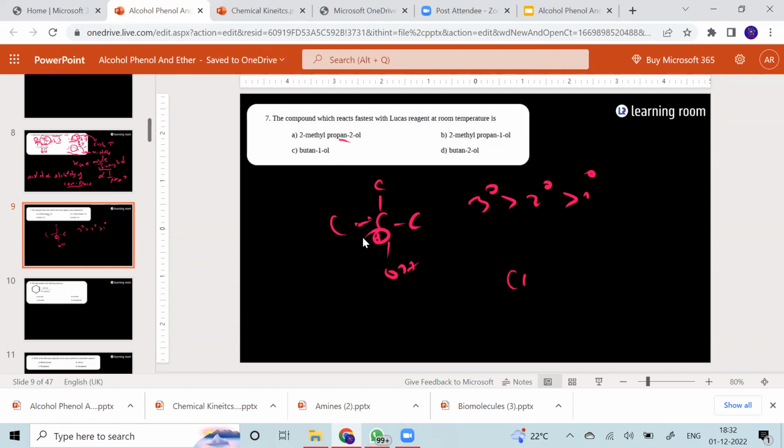Okay. Next, propan-1-ol, that is CCC, with 1 OH on the first carbon atom, and the second atom is a methyl group. This is secondary. Right? Okay. Butan-1-ol will be primary for sure. Butan-2-ol will again be secondary. Obviously, only the tertiary one here is option A. Right? Moving on.